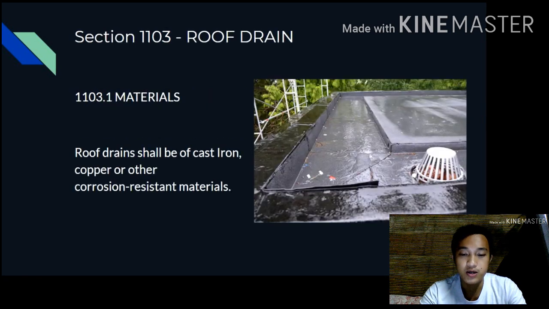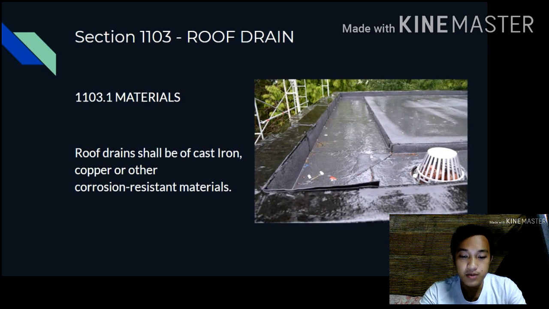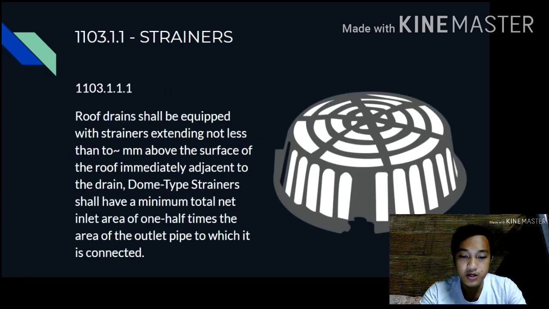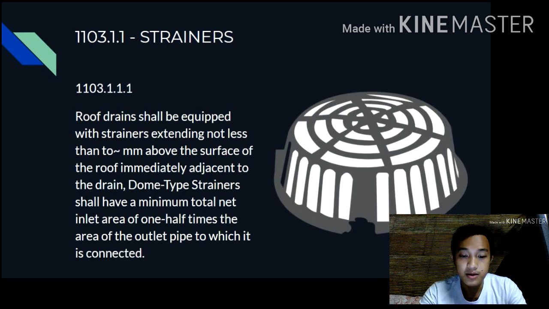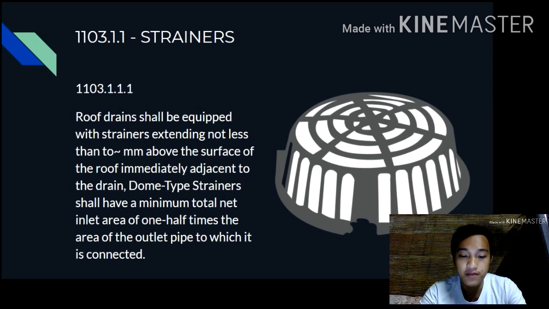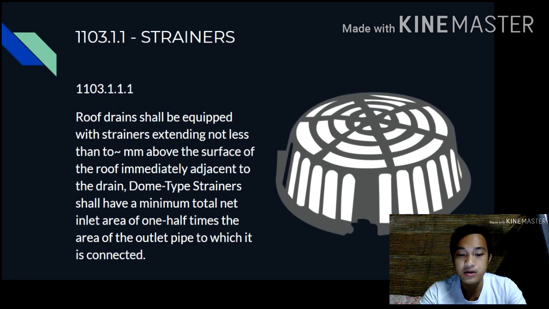Section 1103 Roof Drain Materials. Roof drains shall be of cast iron, copper, or other corrosion-resistant materials. Strainers: Roof drains shall be equipped with strainers extending not less than 2 mm above the surface of the roof, immediately adjacent to the drain. Dome-type strainers shall have a minimum total net inlet area of 1 1/2 times the area of the outlet pipe to which it is connected. So, what is the importance of strainers?